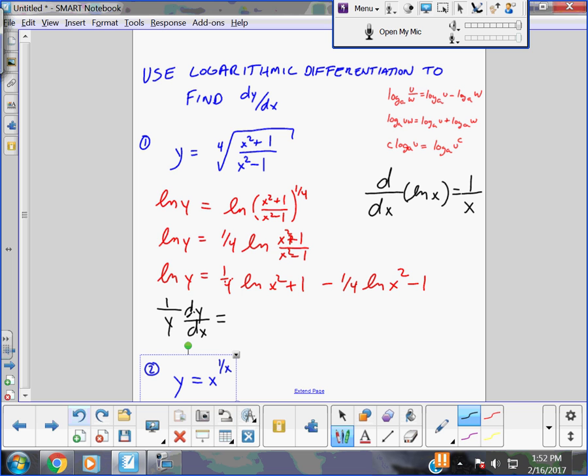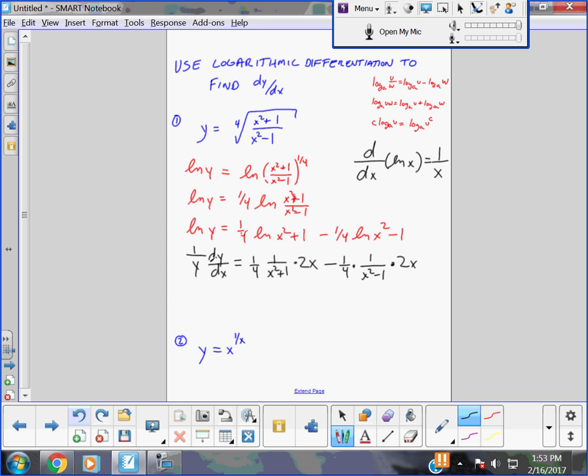So the first derivative is 1/4, which is a constant. That's the beauty. The power now becomes a constant. So it's 1/4 times 1 over x squared plus 1 times the derivative of that, which is 2x, minus 1/4 times the derivative of ln stuff, which is 1 over stuff, times the derivative of that stuff, which again is 2x. Both of these terms on the other side would have had dx's, but we divide by the dx, so they disappear. And we're left now with just cleaning this up.